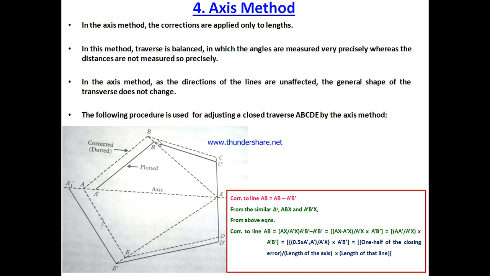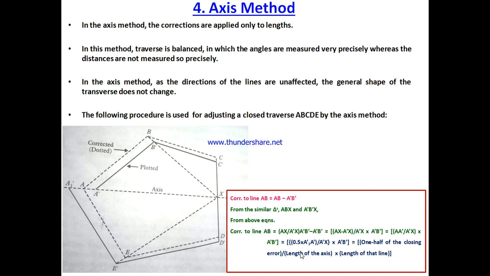minus, if you deduct it with A dash B dash, then we can get what? We can get the correction to this particular line AB. So you can also calculate how we will determine it. This is the solved version. Try to calculate it geometrically by yourself by using the similar triangle property in triangle A dash B dash X and triangle ABX. So you can easily determine by yourself how this formula is coming.